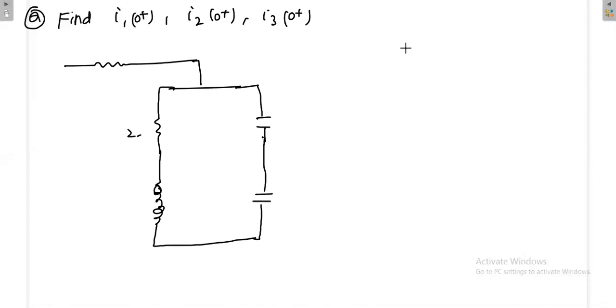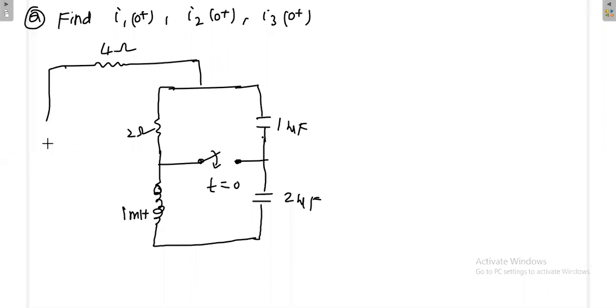2 ohm, 1 millihenry, 1 microfarad, 2 microfarad. At the time t equal to 0, the switch is closed. Before that it is open. 4 ohm source resistance, 90 volt source.